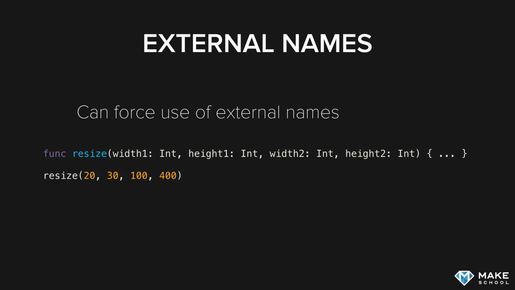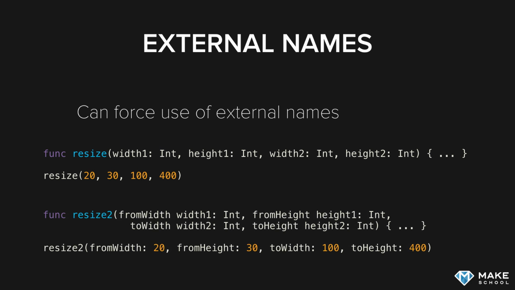Now this works out. A lot of languages like Java, this is exactly how you would do it. But it's not ideal because when you look at this code later, and without looking at the definition of resize, we're not entirely sure which of these arguments is which, what they're associated with. To fix this, we can force the programmers to use external names. When we declare a function resize2, we have not only an argument name, but an external name. So the format is external name, argument name, then type.